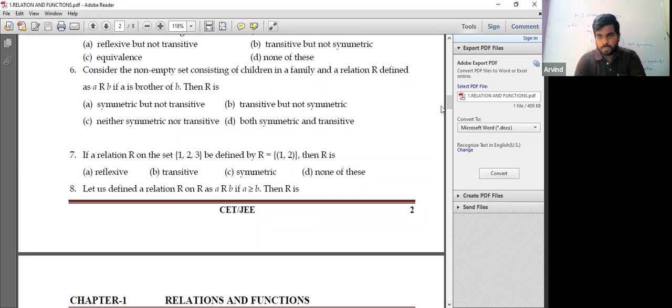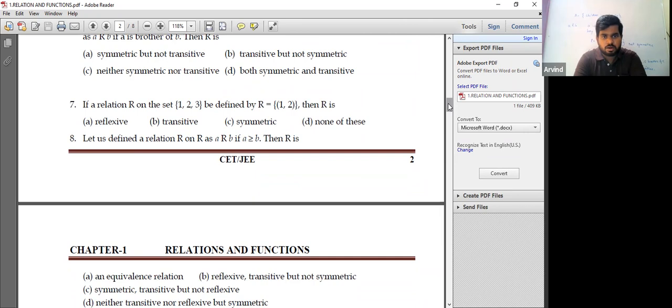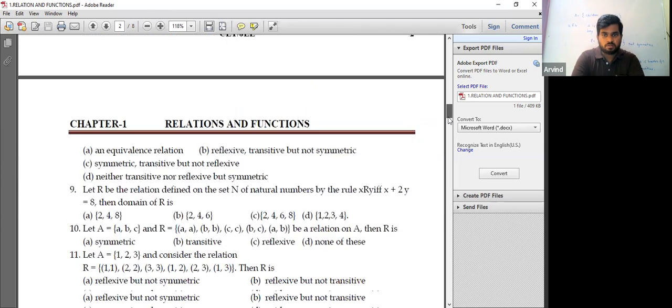Okay, very good. Let's go to the next one, the eighth one. Let a relation be defined on R. Let us define a relation R on R itself. A is related to B if A is greater than or equal to B. So is it reflexive, symmetric, transitive, or an equivalence relation?